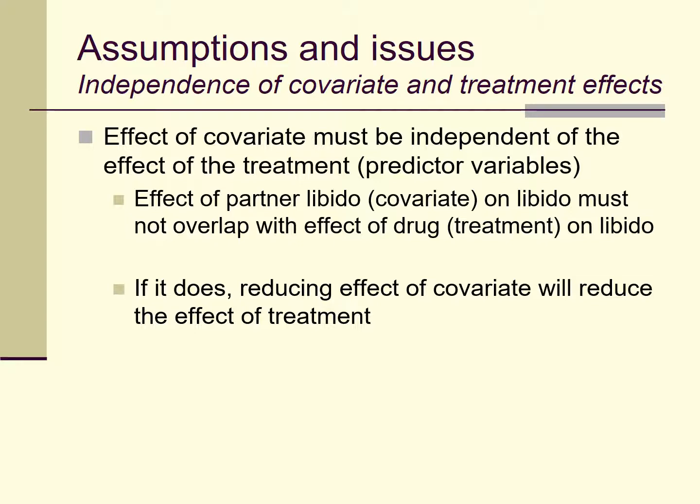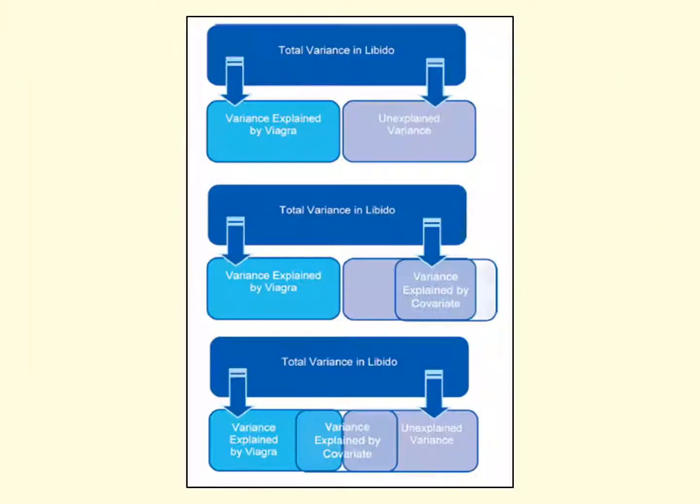So we hurt ourselves about as much as we help ourselves in terms of reducing unexplained variability, or within groups variability. If you're having difficulty visualizing that, here's a nice pictographic representation. This comes from Andy Field's textbook. You can see in the top, there's just an example using no covariate. We have our total variability in libido, that which can be explained, that which is unexplained.